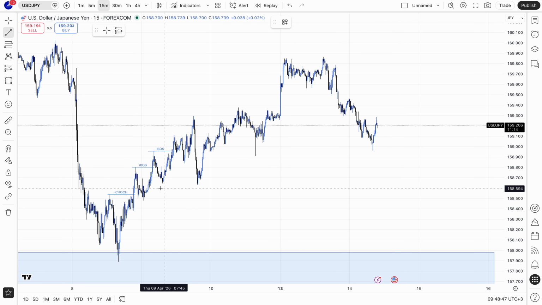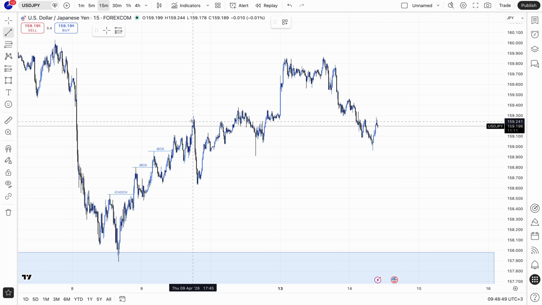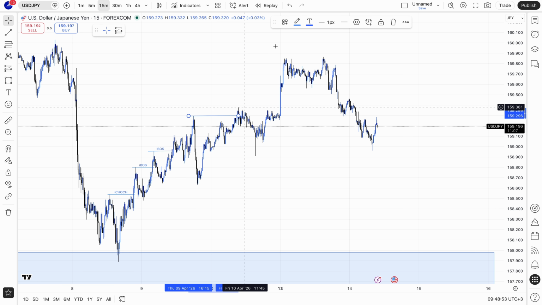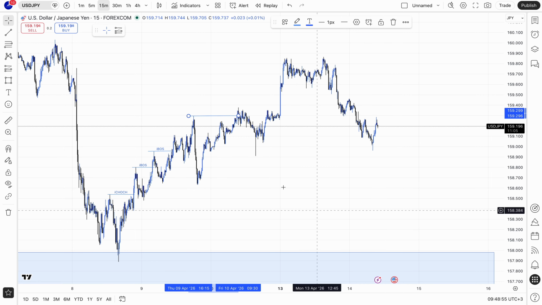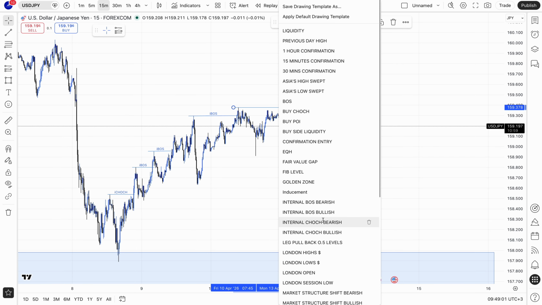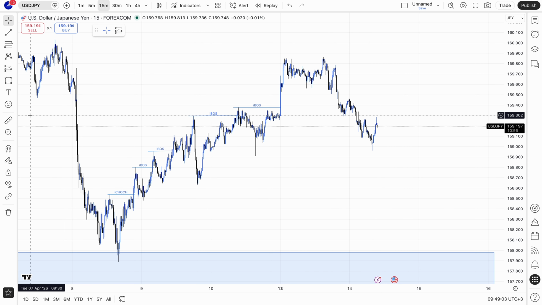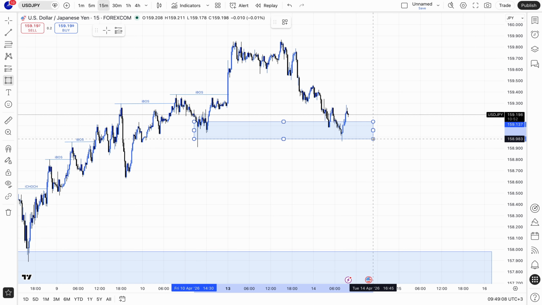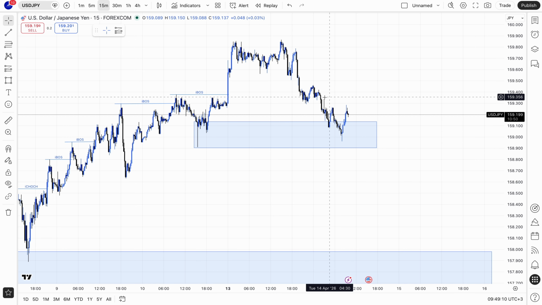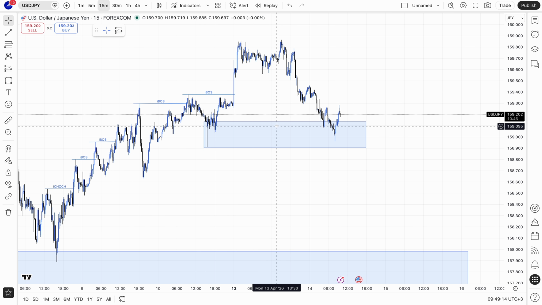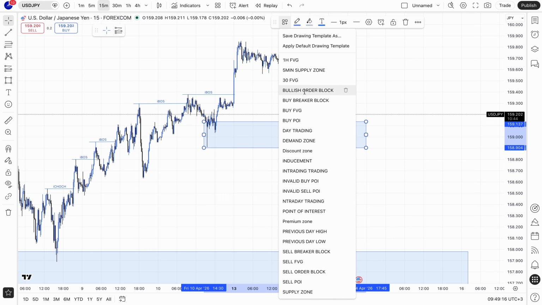Then from here we had the liquidity sweep from here. Then we had the change of character continuation to the upside. Then we had the break of structure to the upside, continuation. And then you can see we have our internal order block, and the price reacted very well from there. Now we can mark it out, our internal order block.